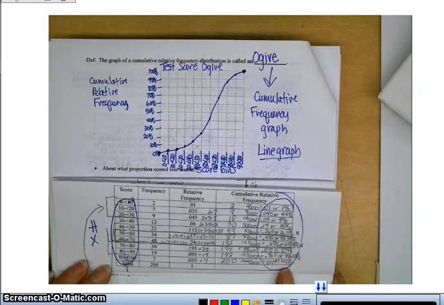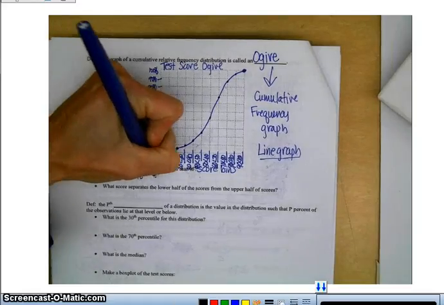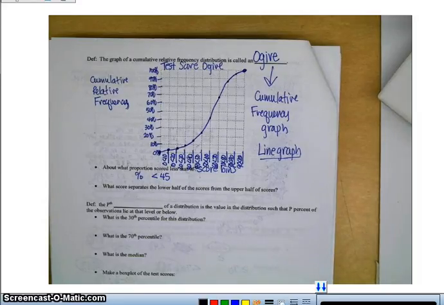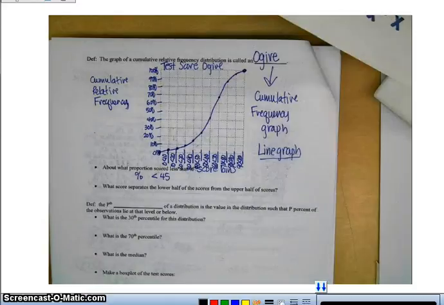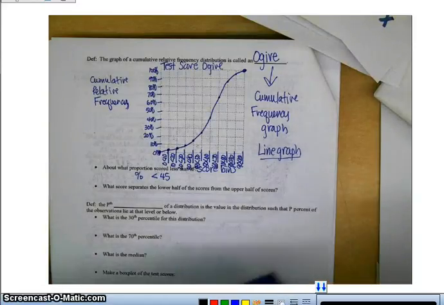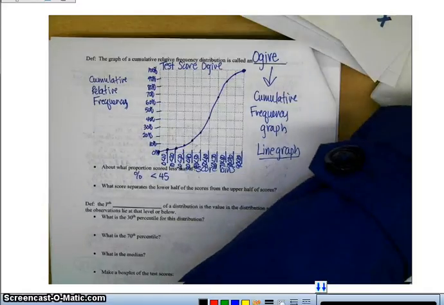We can answer a whole lot of questions using our Ogive. So the question says, about what proportion scored less than 45? So what percent scored less than 45? All right, well, we may not have been able to answer that from our other plot that we made earlier, from our box plot, or from our relative frequency chart that we just used this to fill in with. But we can certainly answer the question using our Ogive.